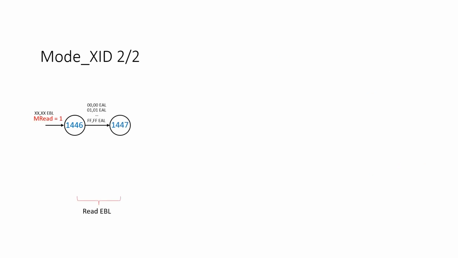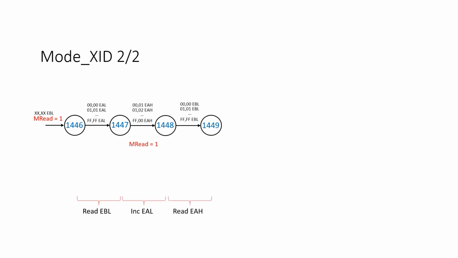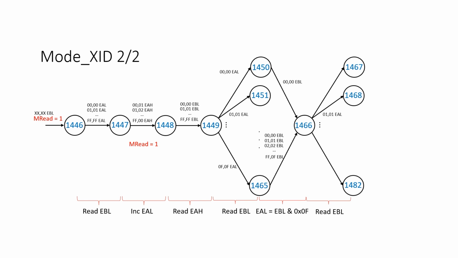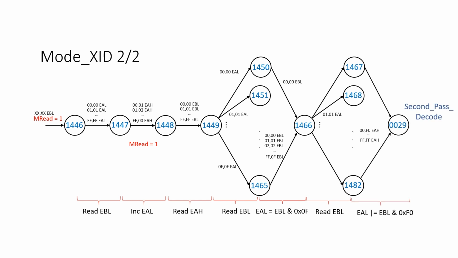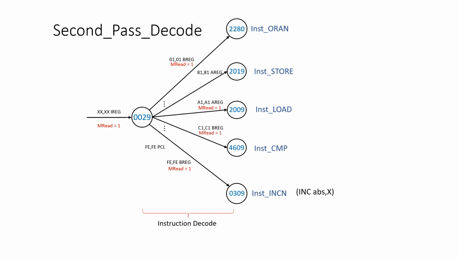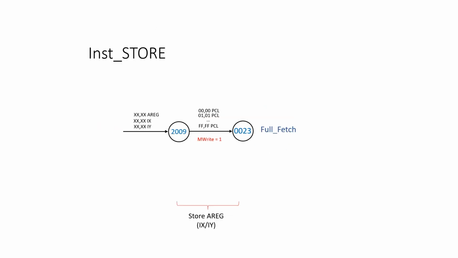We do a main memory read into EBL. We then increment EAL without carry. And then we do another main memory read into EAH. And then finally, we transfer the value of EBL into EAL, but we do this 4 bits at a time to save space. Finally, we update second pass decode, and STA stays the same.